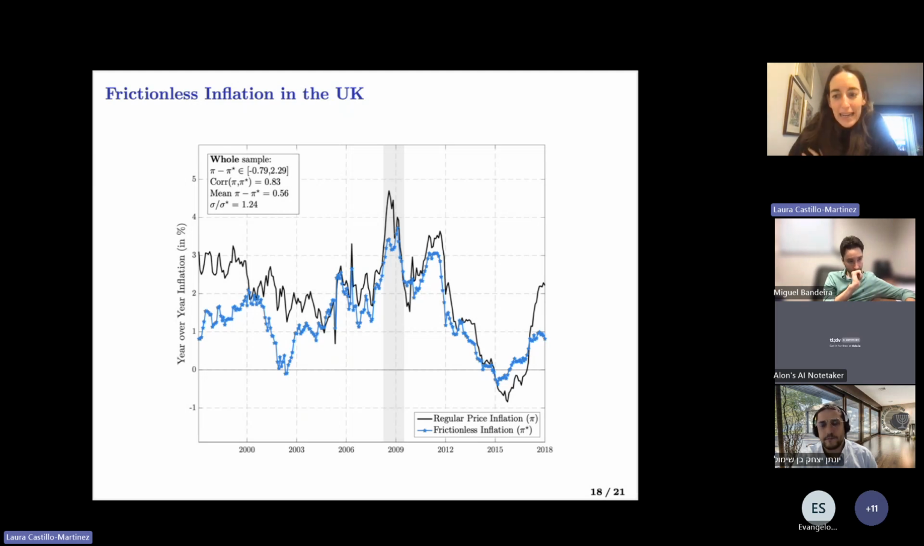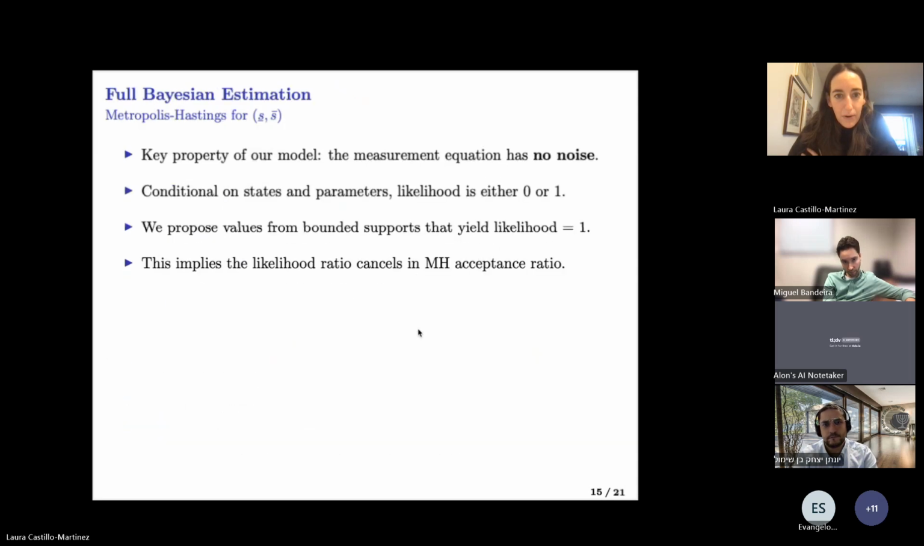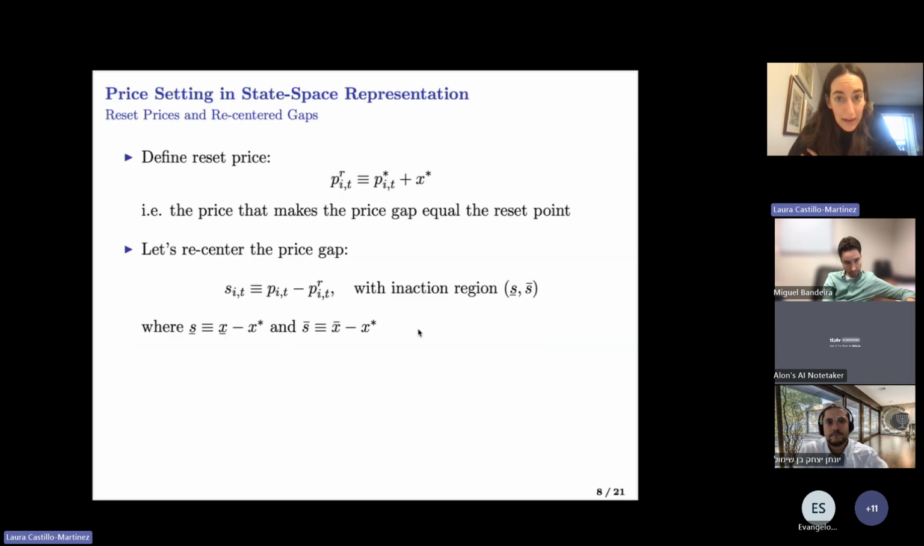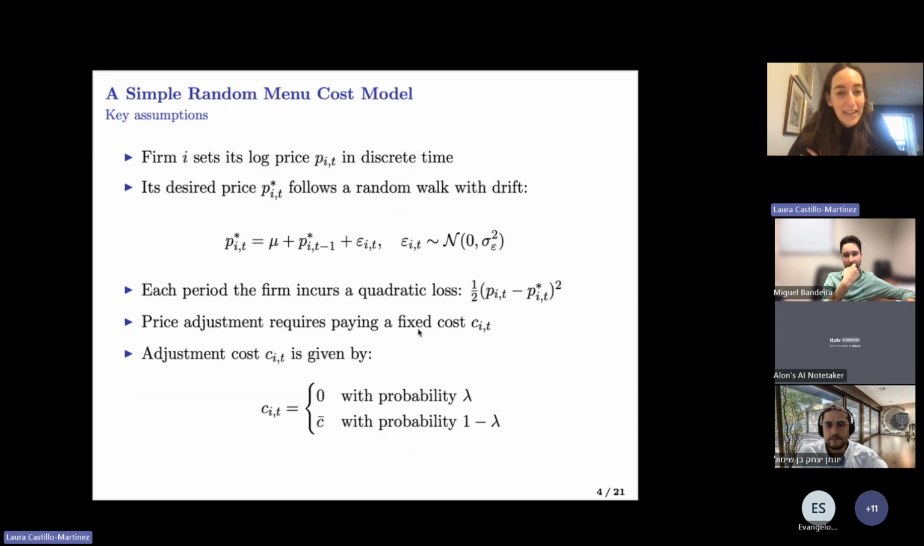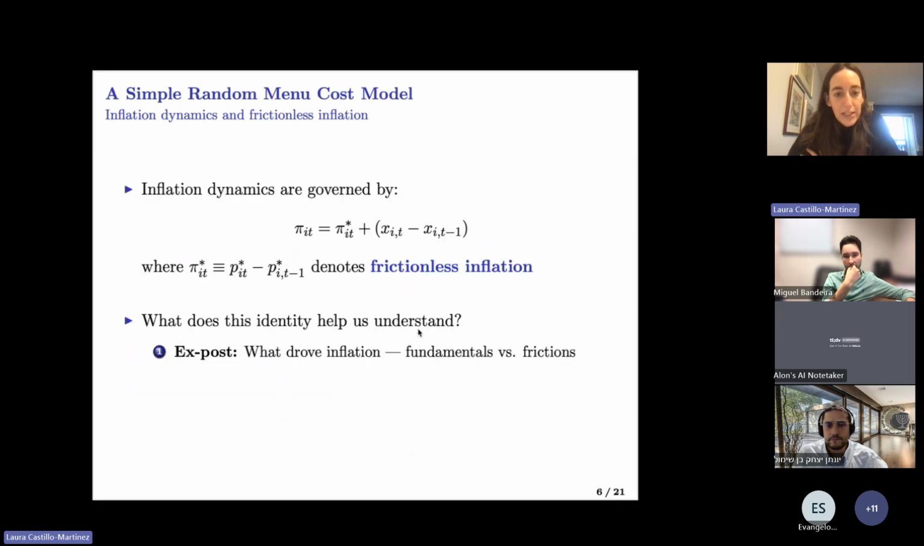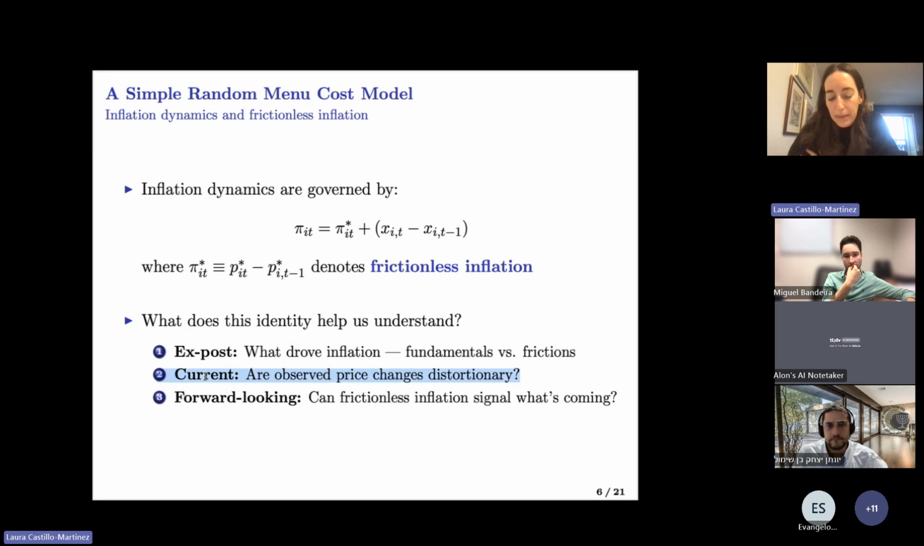So the way I see it, we started with the easiest thing, in terms of the forward-looking part. But the one that I'm really excited about, and Miguel might completely disagree, especially on the policy implications, is this current application. And here the idea is, according to these models, not the entire part of inflation is distortionary, it should be only the frictionless part. That's the part that you should observe responding to a monetary policy shock.